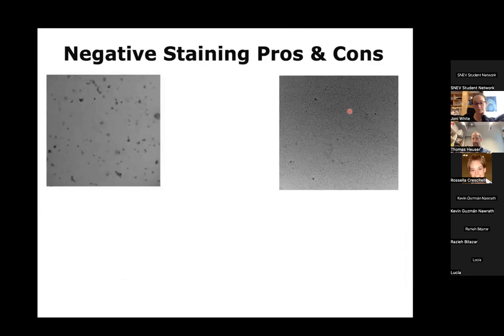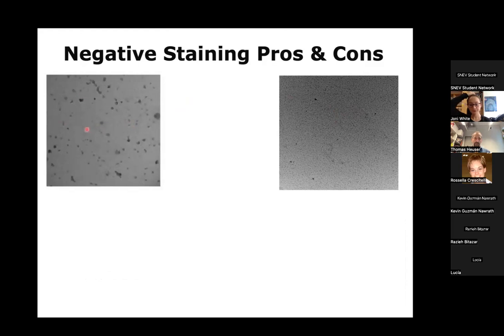And the advantages I just mentioned are it's super fast. Somebody who has a little bit of experience in this technique can go from applying the sample to your grid to actually getting an image in an electron microscope in something like 10 minutes. So it's super fast, but it also comes with some downsides, and I want to point one of them out.